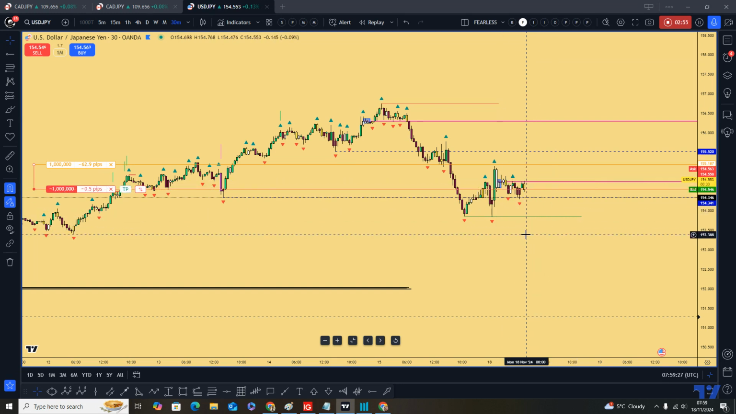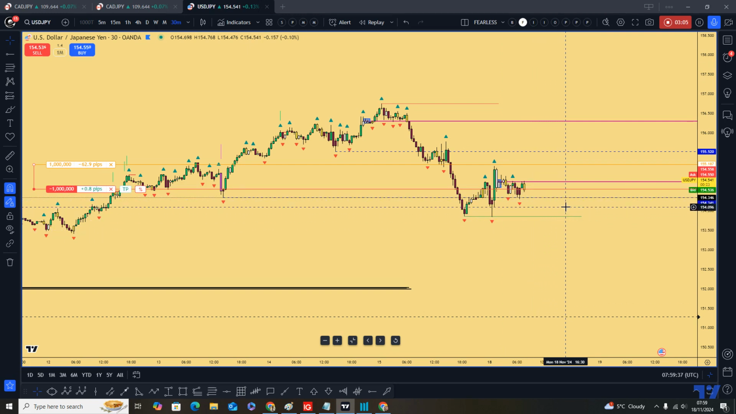And I think that is actually the best way to count here, because this is wave structure 4. We count 0, 1, 2, 3, 4, and 5. One more low, then we expect a pullback, then a continuation move. That is the US dollar Japanese yen.